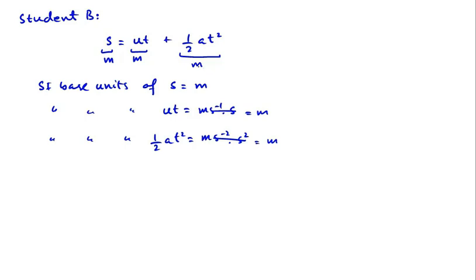Now students, note that all three terms in the equation suggested by student B have the same SI base unit, meter, so the equation is homogeneous and may be correct. Students, the third topic, checking the homogeneity of physical equations, ends here. Now let's do some past paper questions on all the three topics learned in this lesson.